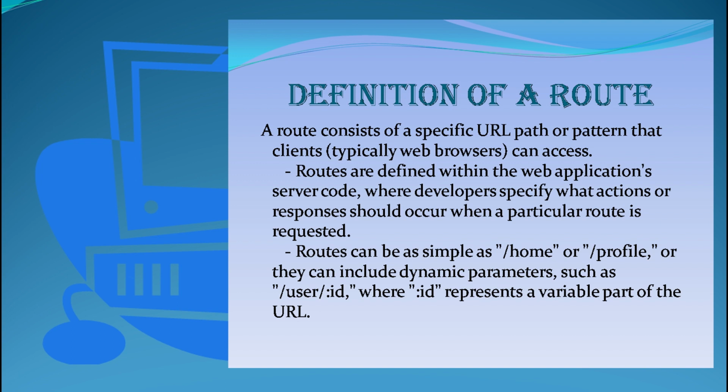Definition of a route. A route consists of a specific URL path or pattern that clients, typically web browsers, can access. Routes are defined within the web application's server code, where developers specify what actions or responses should occur when a particular route is requested. Routes can be as simple as /home or /profile, or they can include dynamic parameters, such as /user/:id, where id represents a variable part of the URL.